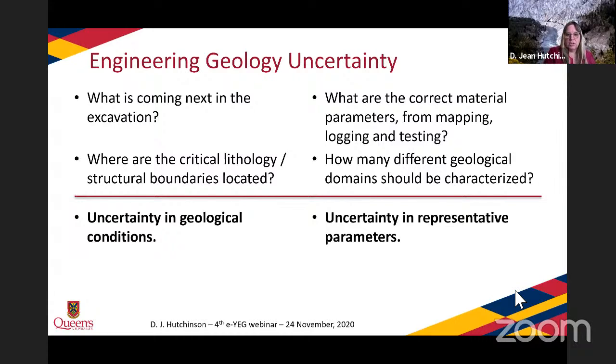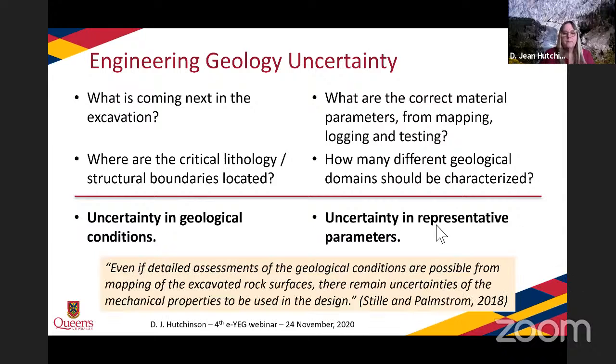So the level of site investigation and monitoring really impacts the level of certainty you have in terms of your parameters. On the right side, you see the same idea, but in this case to do with the materials themselves. So what are the correct material parameters that you're taking from mapping work you're doing, logging, testing? How many different geological domains should be characterized? And this then gives uncertainty in the representative parameters. And I think it's an important quote at the bottom. Even if detailed assessments of the geological conditions are possible from mapping of the excavated rock surfaces, there remain uncertainties of the mechanical properties to be used in the design.